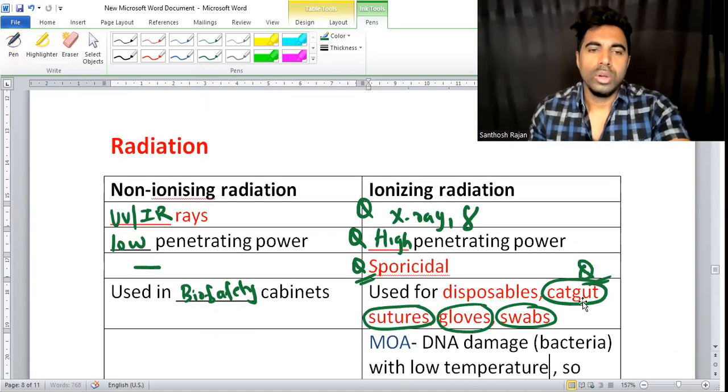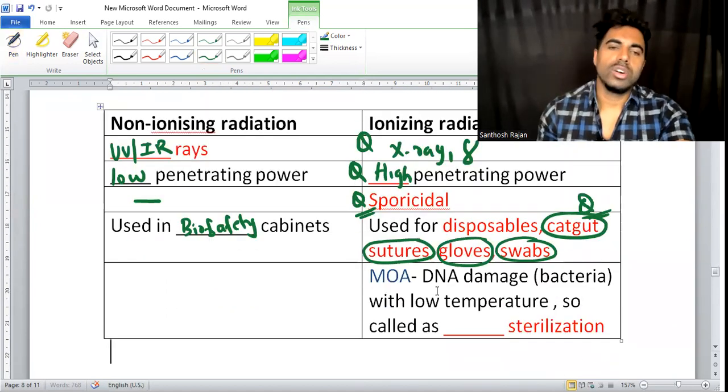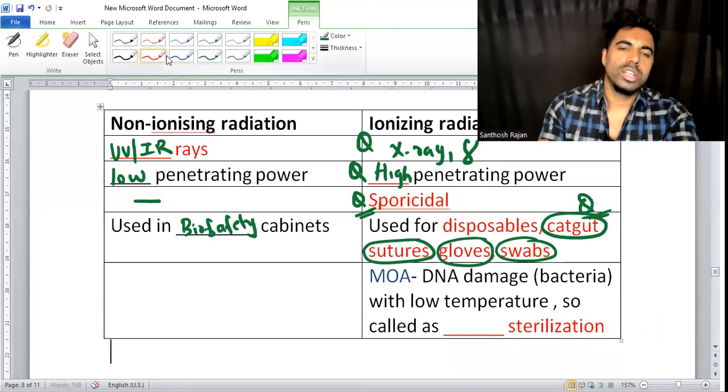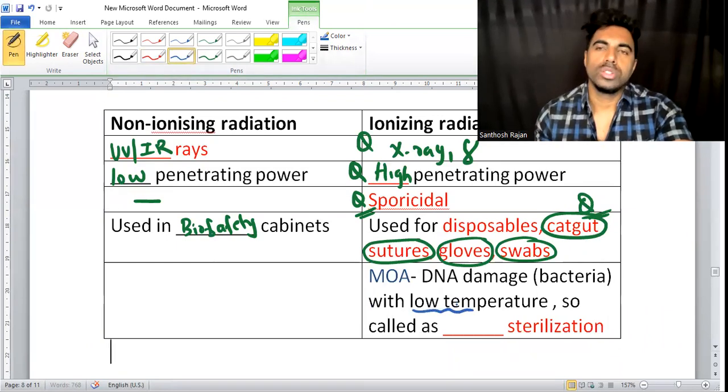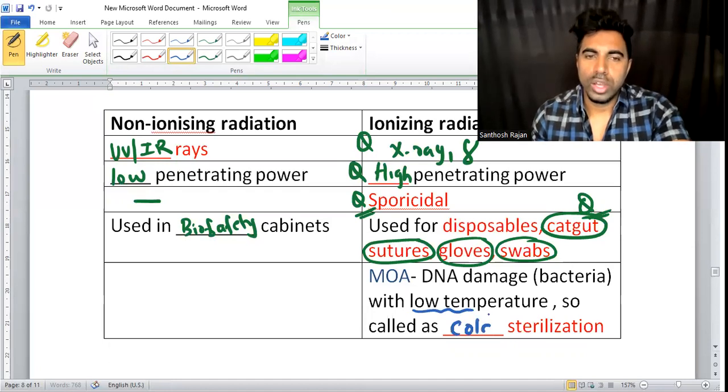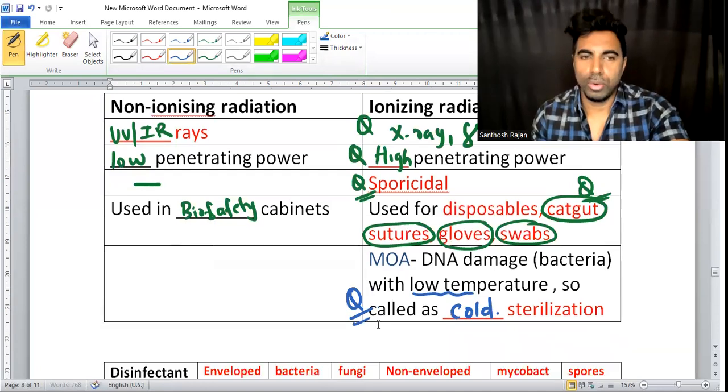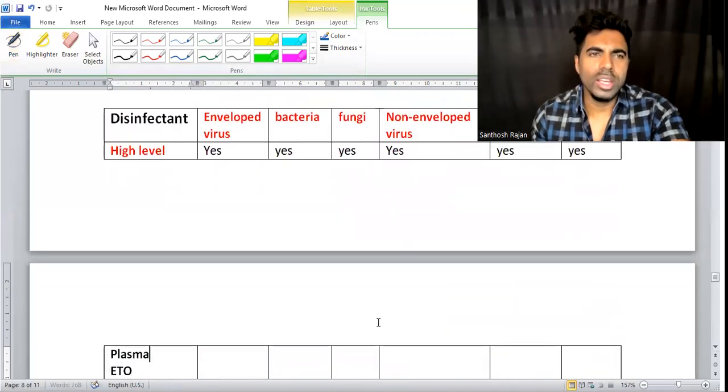Okay, now. What's the method of ionizing radiation? The DNA is damaged, the DNA is sterilized, with low temperature. That's what it is called, cold sterilization. So the other name for ionizing radiation is cold sterilization. Okay, remember, important.